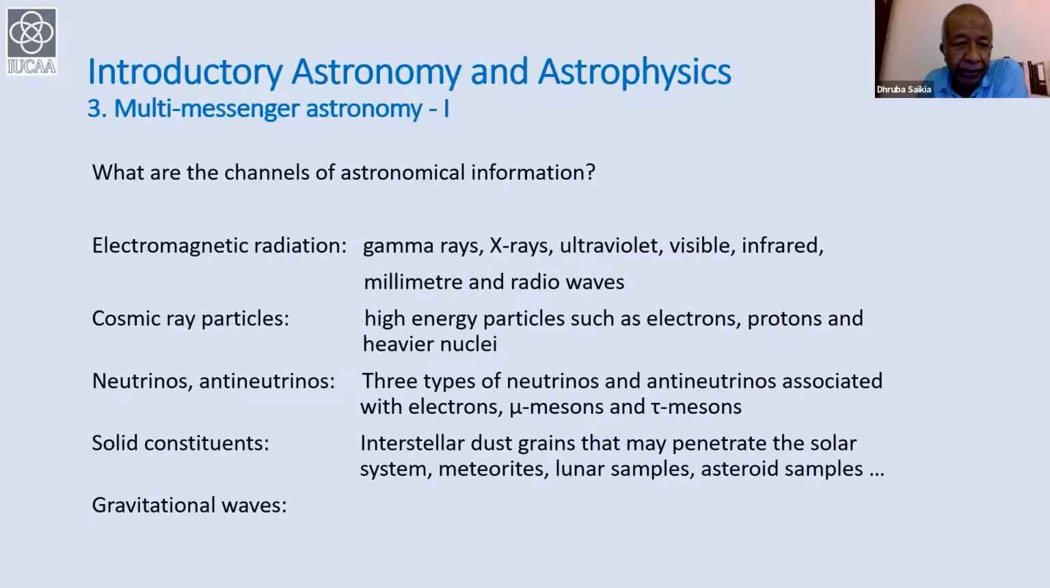Besides electromagnetic radiation, cosmic ray particles, neutrinos and antineutrinos, and gravitational waves, which one of you mentioned, another important component which brings us information is just solid constituents. You've all heard about lunar samples. You've all heard about meteorites, for example. In fact, the age of the solar system has been determined from studies of the ages of meteorites. And now we also have asteroid samples. There have been spacecraft which have landed on asteroids and are bringing back samples.